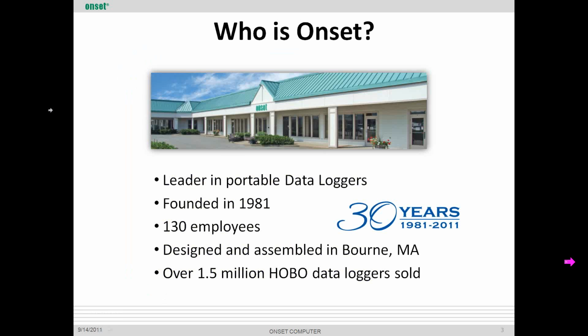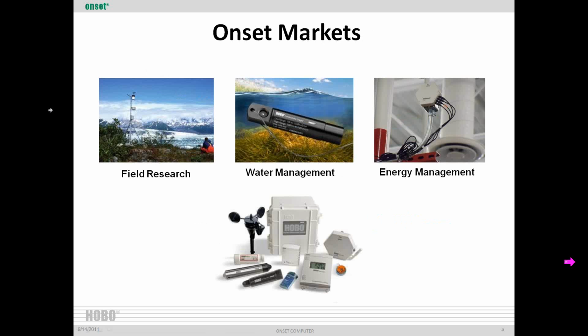First, a little bit about Onset, for those of you who don't know us. We are the company that makes HOBO data loggers, which are used around the world. We've been around since 1981, which makes this our 30th year in business. We have about 130 employees here on Cape Cod, Massachusetts, which is where we design and assemble all of our products. The main markets that we sell to are field research, water management, and energy management. Everything we do is related in some way to conservation, be it finding ways to protect our environment or saving energy.